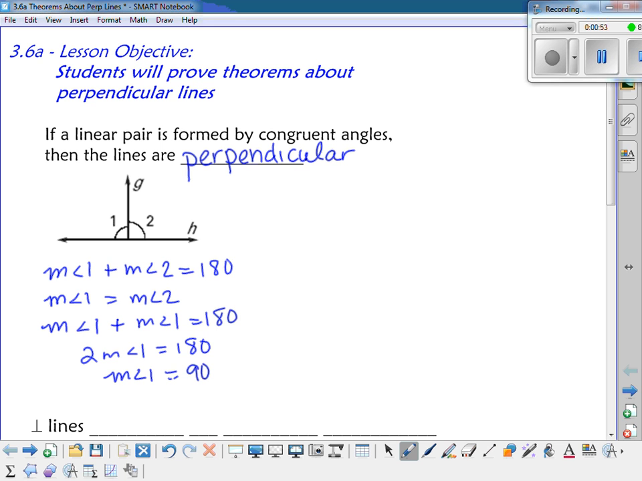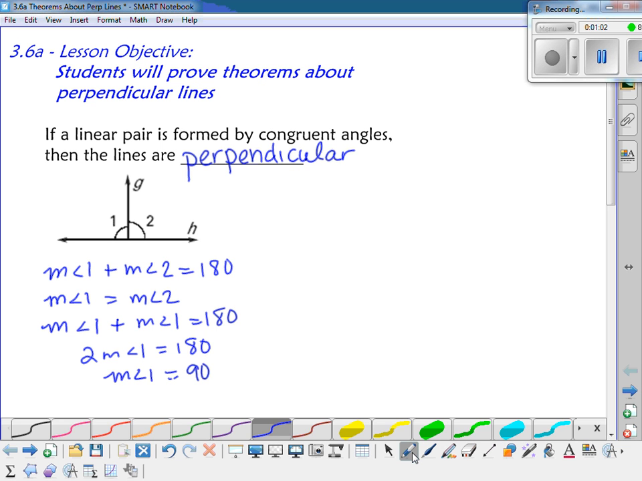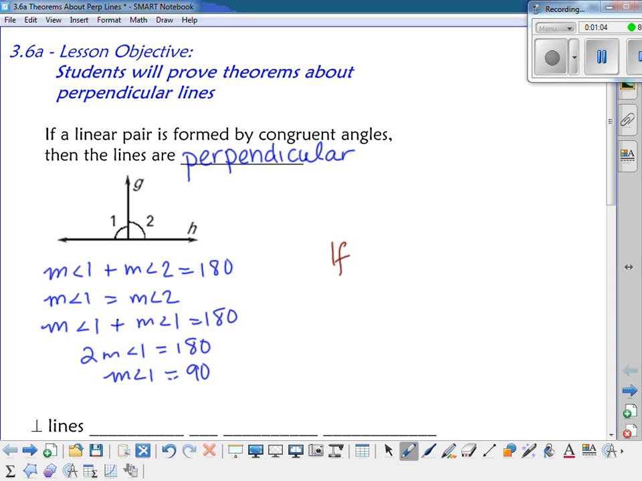Therefore, the measure of angle 1 is 90. So if angle 1 and angle 2 are both 90 degrees, then that's what it means to be perpendicular. So the lines would be perpendicular. So if you have a situation where angle 1 is congruent to angle 2, then you know that in this figure, line G is perpendicular to line H.